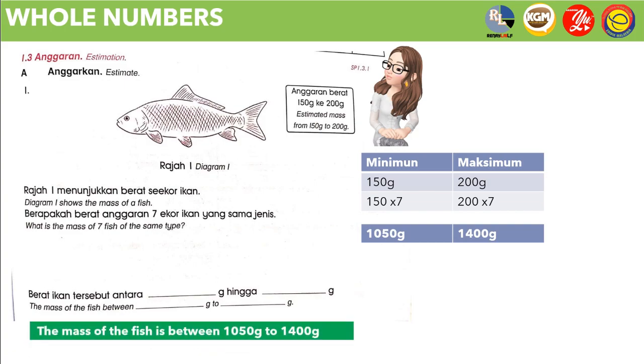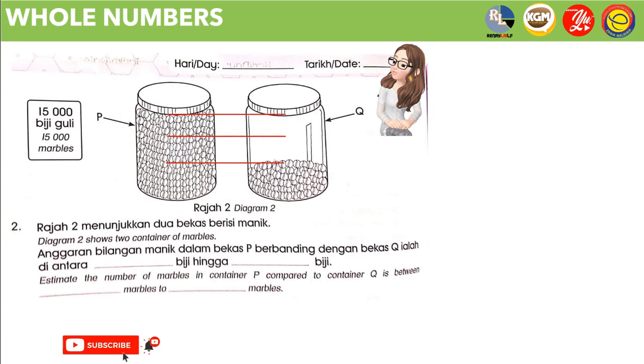So that's the answer. The mass of the fish is between 1050 grams to 1400 grams.